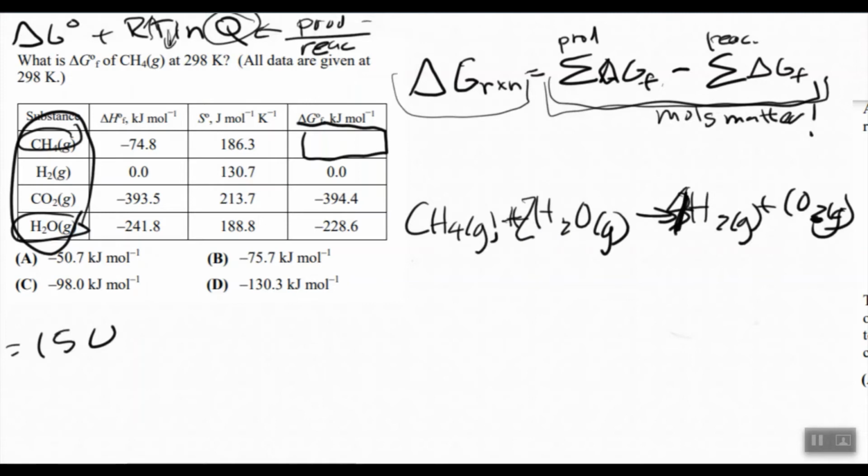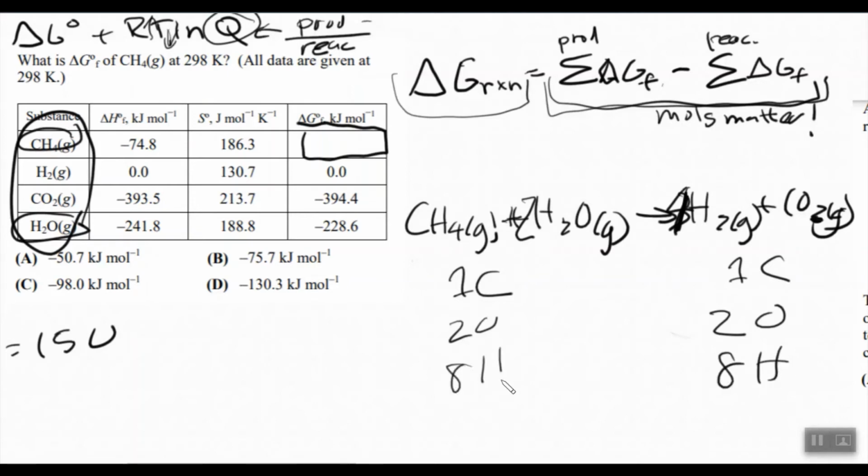Is everything balanced? Well, let's find out. So 1 carbon here, 1 carbon here, 2 oxygens here, and 2 oxygens here, and 8 hydrogens here, and 8 hydrogens here. Voila, we have a balanced equation. And even though this might not even be a legit reaction, we still have a reaction, and this will help us solve the problem, because it gets us a reaction to work with, and that's what we need.